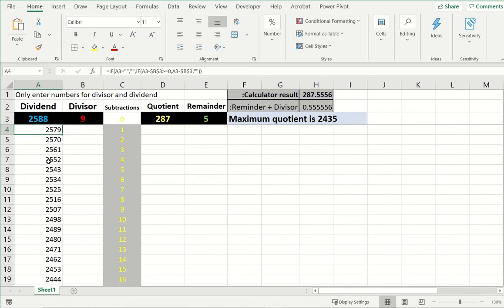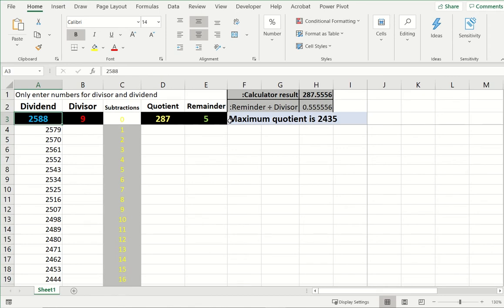So 2588 divided by 9 is equal to 287 with a remainder of 5. And if you were to put that in decimals, 5 divided by 9 is 0.55, lots of 5s there. Okay, and you can see the calculator says the same thing, 287.55, and so on. So what happens here is we start with our 2588, as you can see, and then you subtract 9, we get 2579, and on it goes.